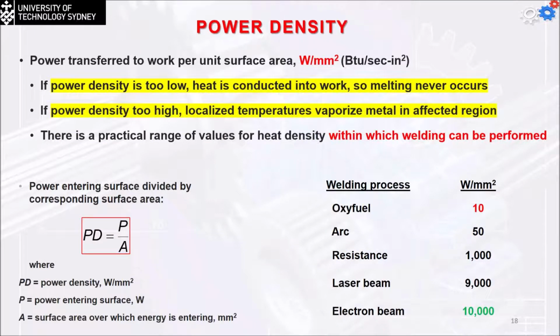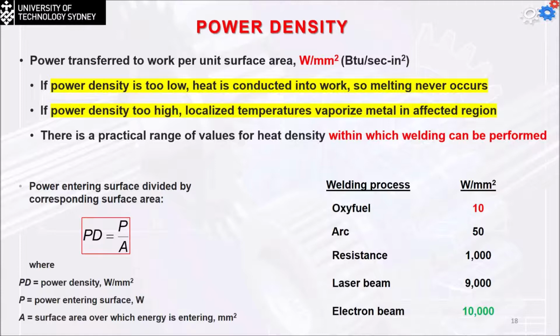If the power density is too low, the heat is going to be conducted through the work but never melt it. But if we have too high a power density, the localized temperature will vaporize the metal in the affected region, and once again, this will be bad. So there's a practical range for the value of the heat density within which welding can be performed. Once again, the equation for power density is the power divided by the area.